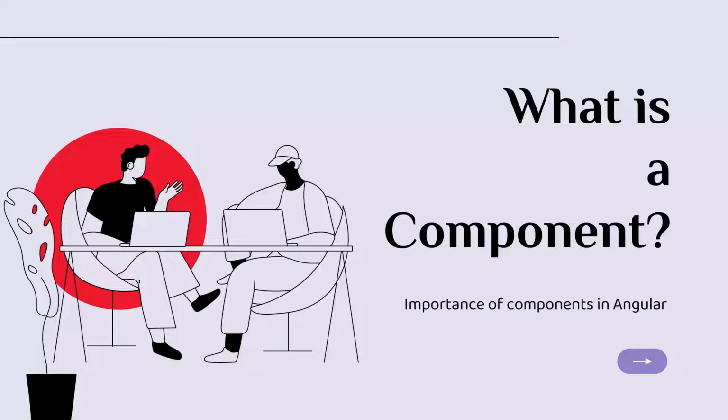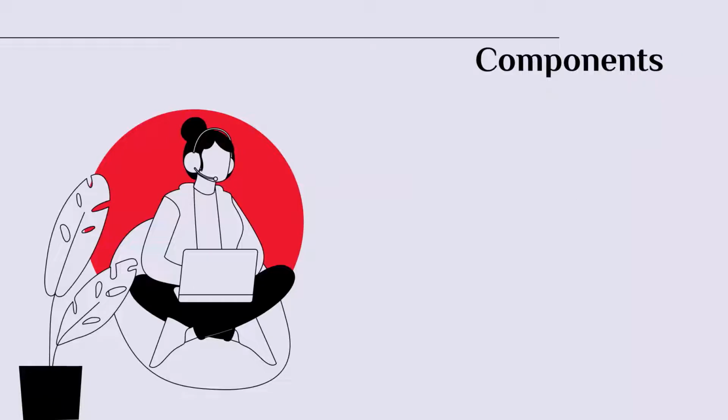You already know that Angular is a component-based framework. So this means that a component is the main building block of an Angular application. Each component has four main parts. It has an HTML template that declares what renders on the page.